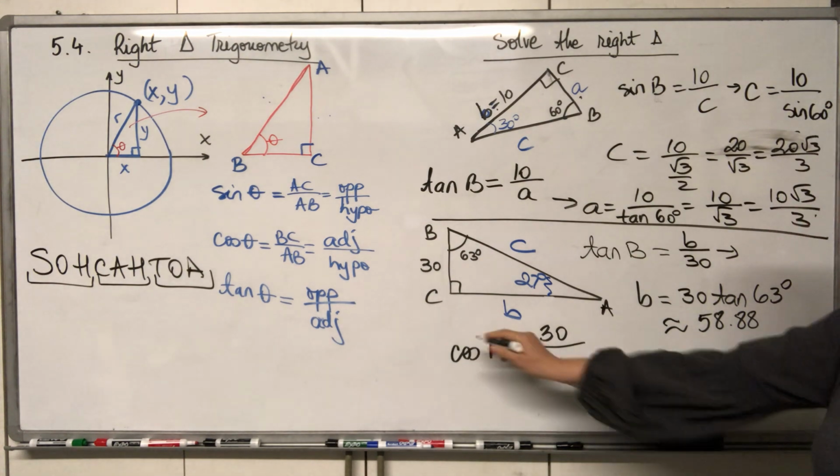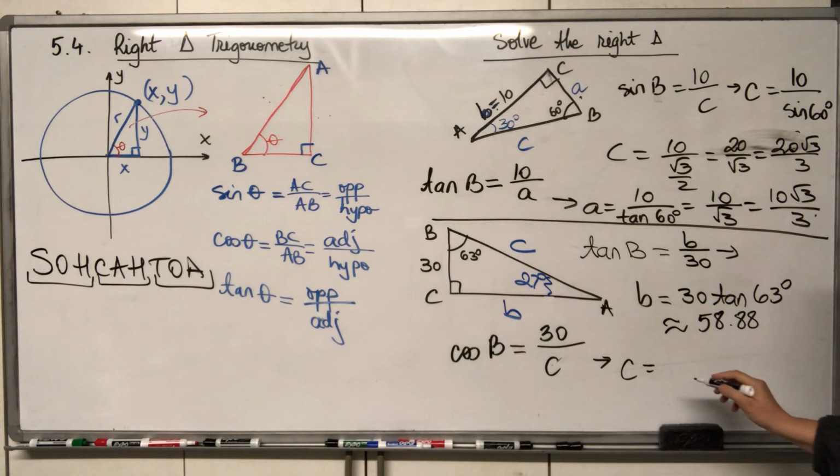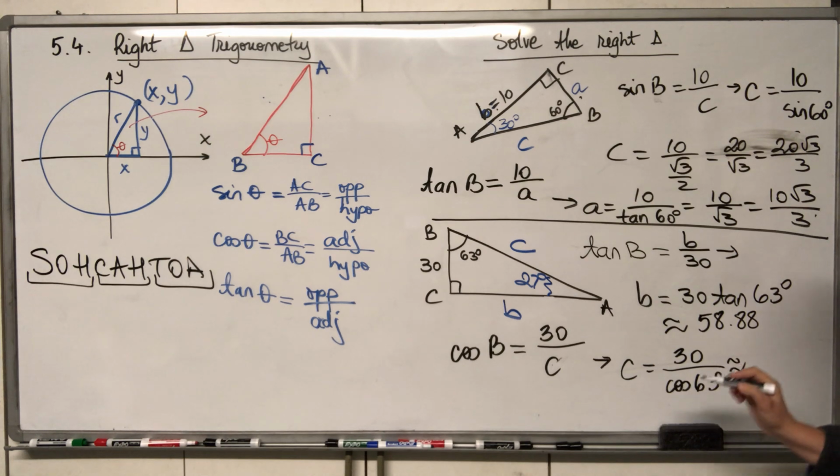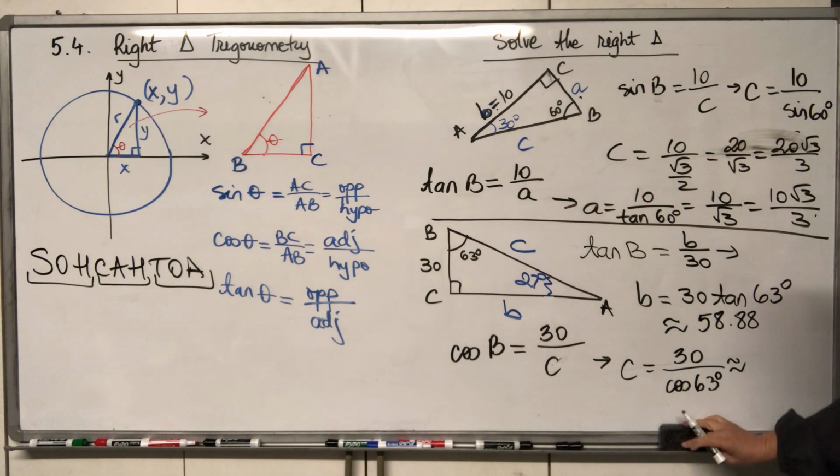So how do I get C out of this? Again, cross multiply, divide by cosine. C is going to be 30 divided by cosine of 63 degrees. Put that in your calculator. And I don't know what it is. I didn't even write it in my notes, but you can figure it out from the calculator. Okay, so there's that. That's how you solve triangles.